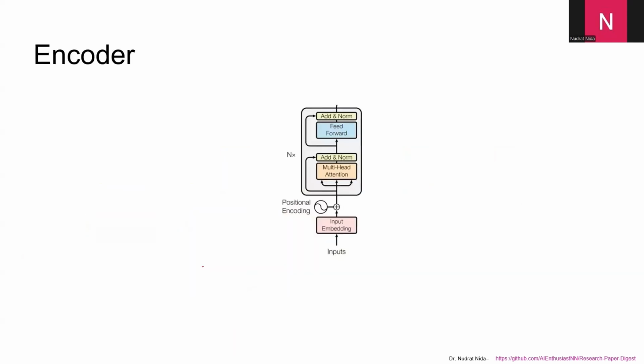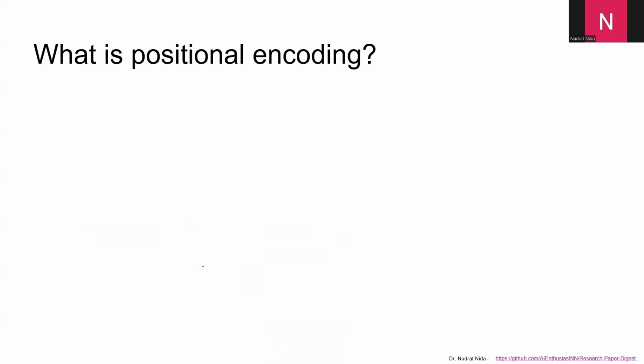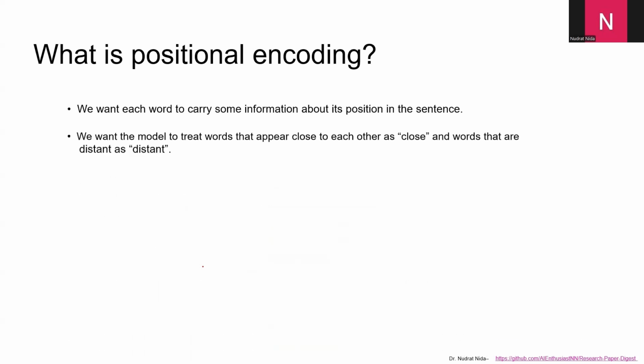After computing the embedding, the positional encodings are computed for these words. So what is positional encoding? We want each word to carry some information about its position in the sentence. We want the words to have temporal dependency with each other. That's why we use positional encoding, to carry the temporal information with them.